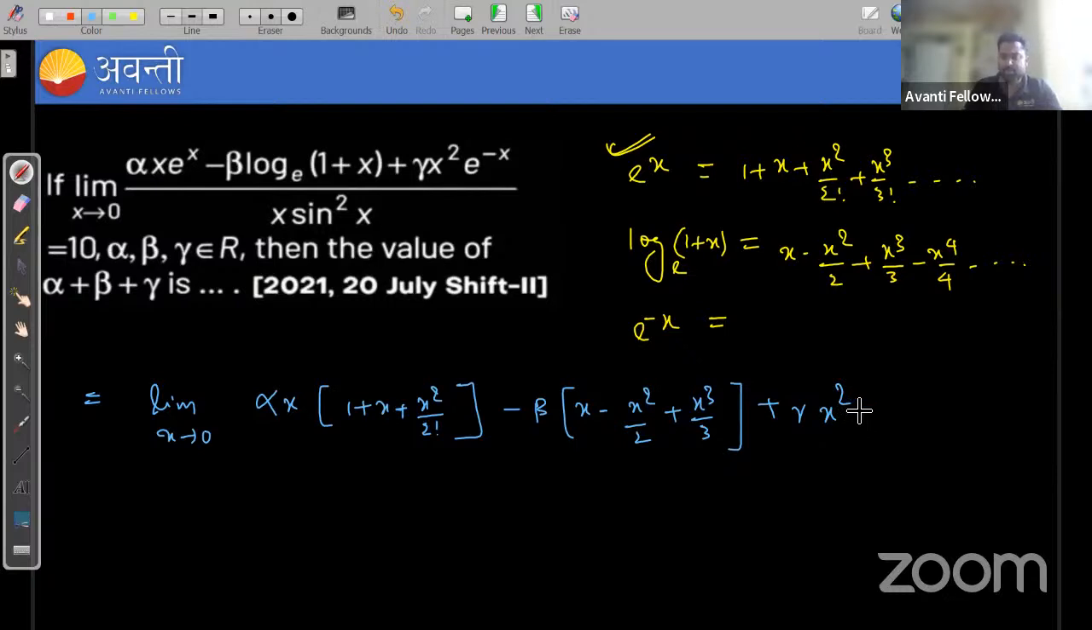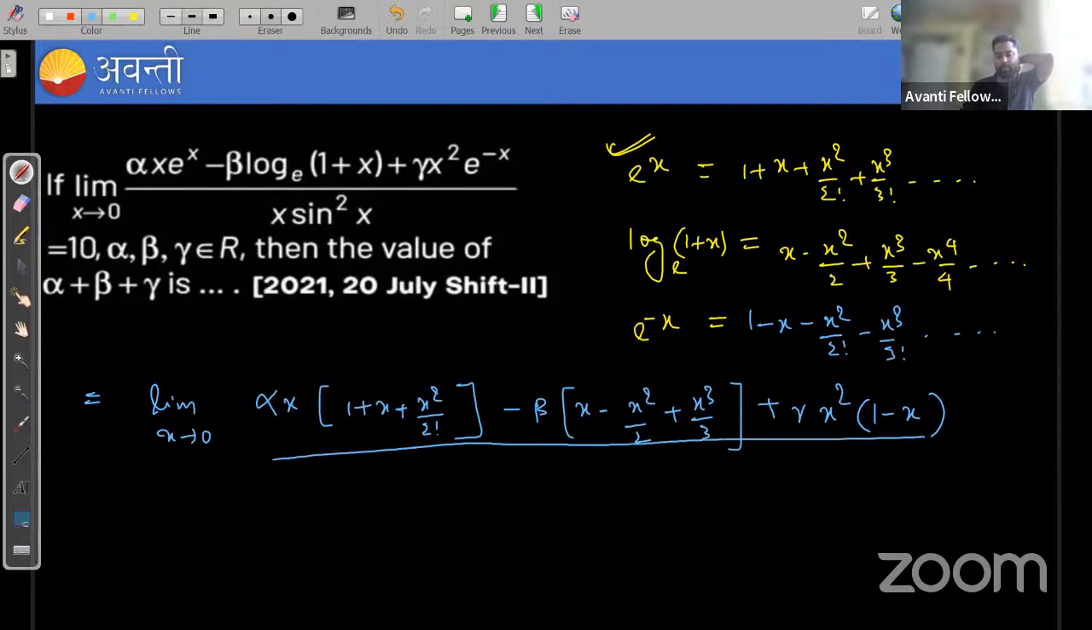So e raised to minus x, I am taking this only, 1 minus x minus x square by 2 factorial minus x cube by 3 factorial, all these terms. So I'm taking these terms, the whole divided by, but we are having x into sine square x.